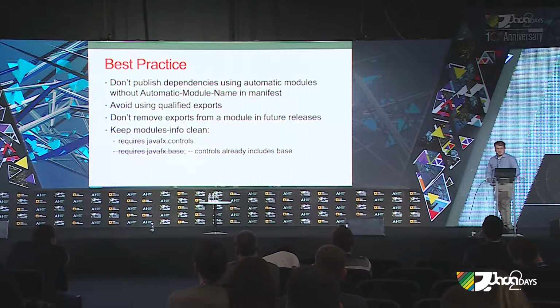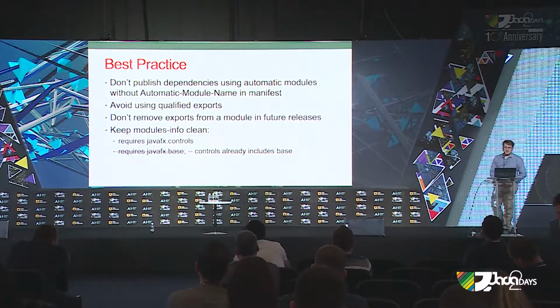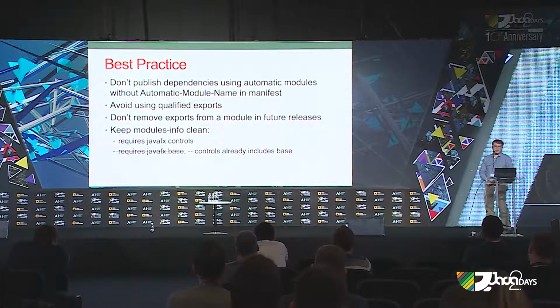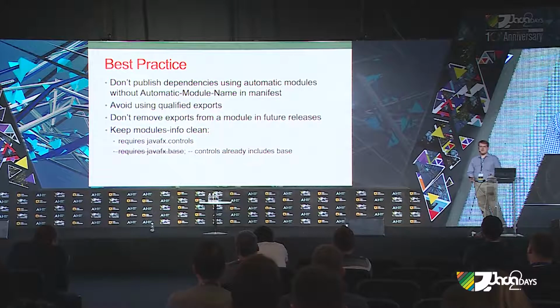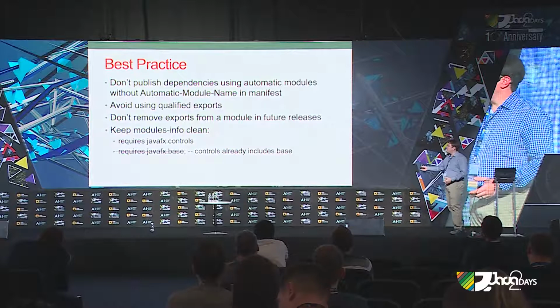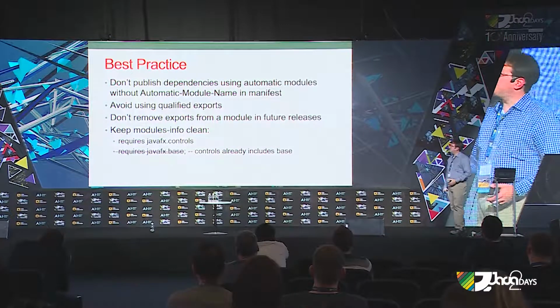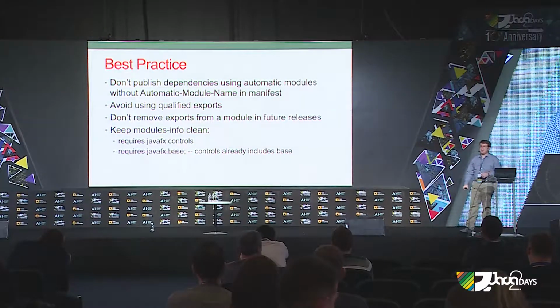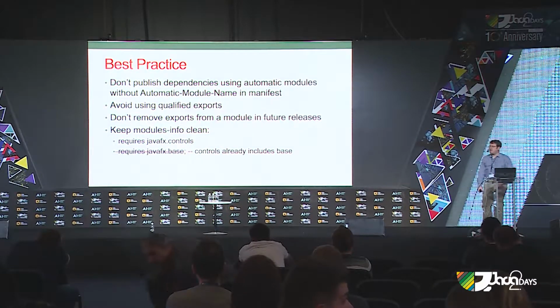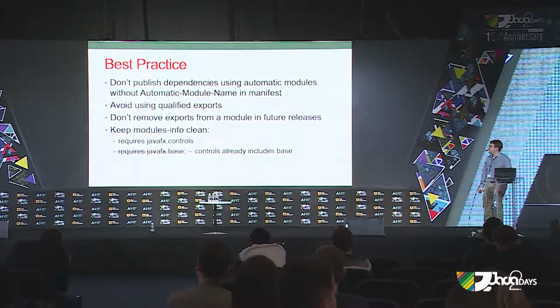So in terms of best practices, don't publish dependencies using automatic modules without an automatic module name in the manifest. So if you're running Nexus internally, or you're maintaining an open source project that you're publishing to Maven Central, you need to do this immediately. If you're not providing a module-info yet, make sure to at least reserve the name for your module so that people don't start depending upon the name of the jar file as the module name if they're modules of their application.